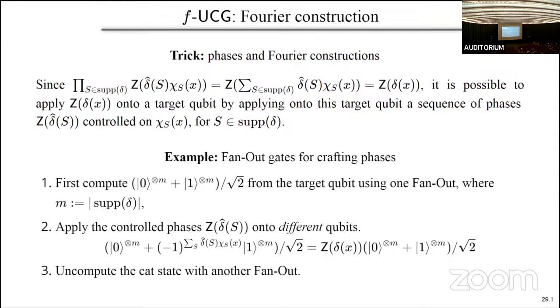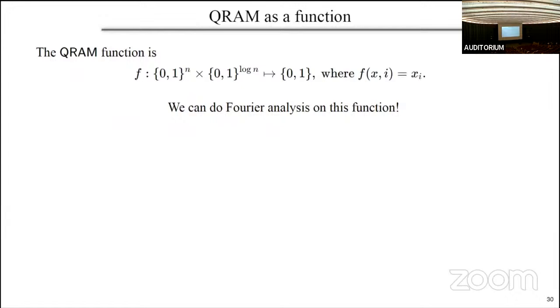That's a trick, because you could do it in linear depth or log depth, but you can do this in parallel using this cat state. The problem is that this cat state is hard to construct for a normal circuit, but using fan outs or GT gates, this is easy. And then you compute the cat state, and voila. And you can do the same thing.